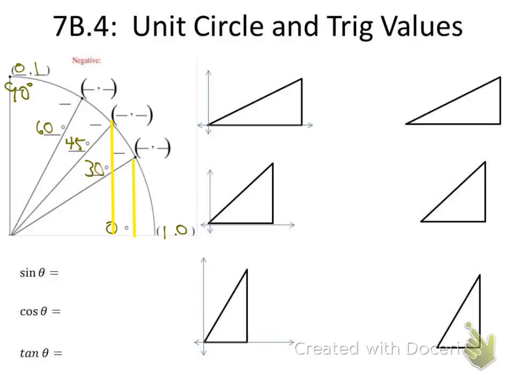Now, we don't have all the triangles drawn because the unit circle already has enough information. That would just completely lose us if we drew all those vertical lines. So let's just go one at a time. Let's go with 30 here.